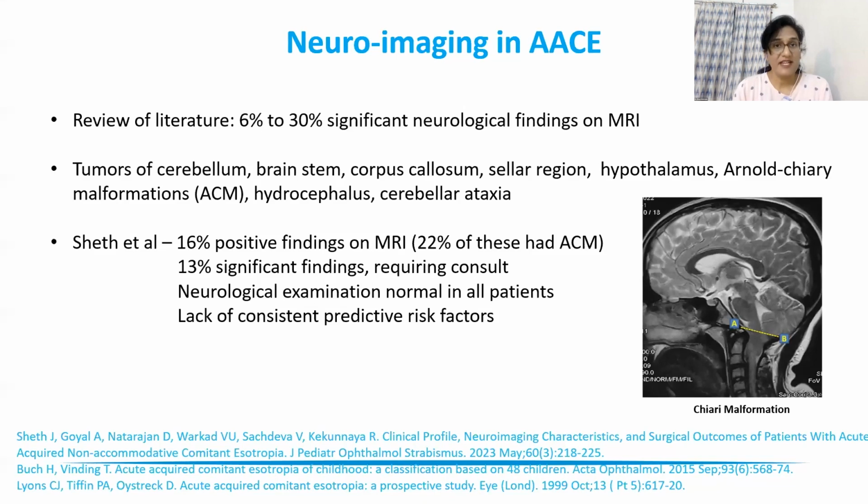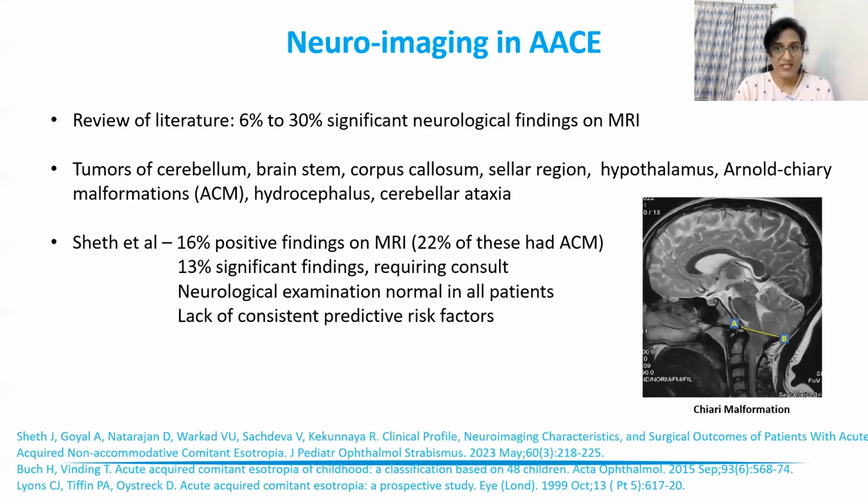Now, positive findings on MRI meant even incidental findings like periventricular leukomalacia and many other findings. But 13% of these actually had significant findings requiring neuro-ophthalmology consult. 22% of these 16% actually had an Arnold-Chiari malformation, which we all know needs an immediate neurological consultation.